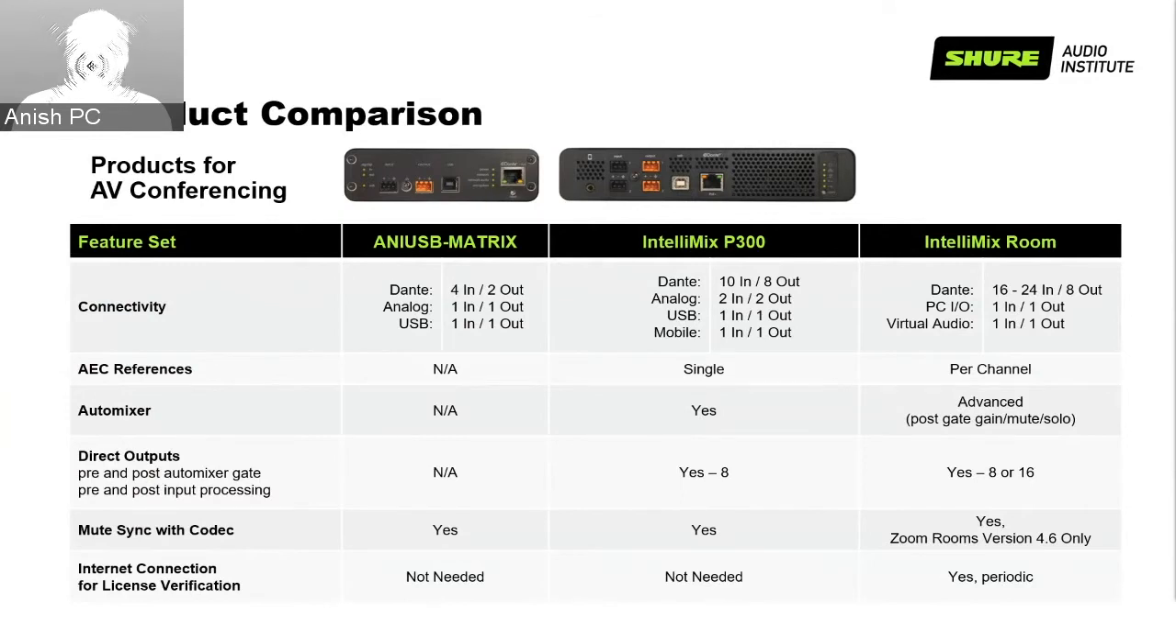An internet connection is required for license verification, only for IMX Room. The any USB matrix and the P300 are hardware codecs that do not require an internet connection.